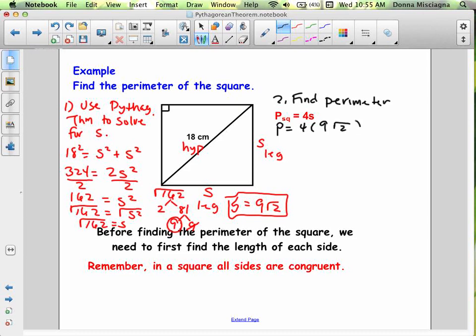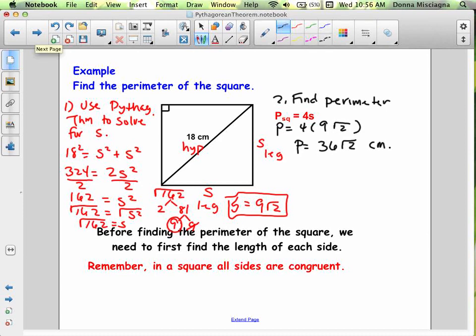If you're multiplying a number by a radical, if this number is not in the radical, 4 is not in the radical, we multiply number not in the radical by number not in the radical. So 4 times 9 square roots of 2 is 36 square roots of 2. Radicals get multiplied by radicals. Numbers outside radicals get multiplied by numbers outside radicals. So the exact perimeter is 36 square roots of 2 centimeters.